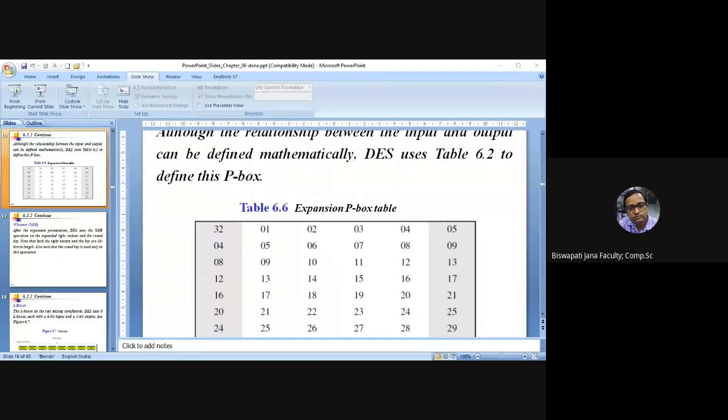Then you have to apply this parity drop. So the key going into the parity drop is 64 bit, and the parity drop reduces this 64-bit key to a 56-bit key. After that there are two 28-bit halves, and a shift left is applied to both. From both shifts we get 28 and 28 again, which goes into the compression P-box, and from the compression P-box the round 1 key is generated.